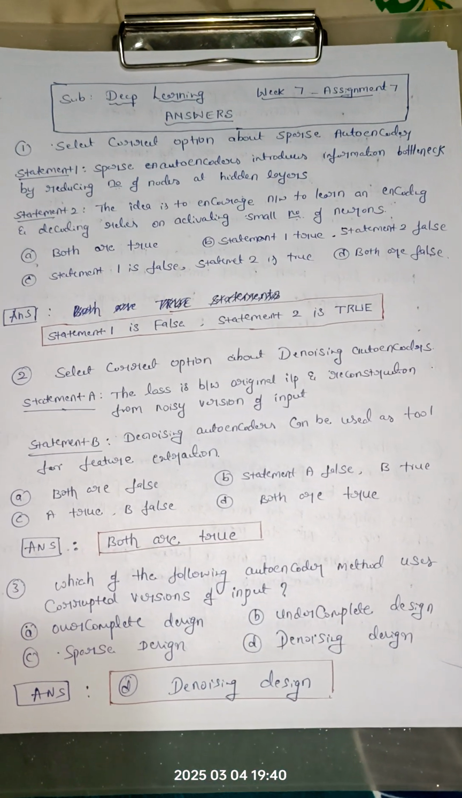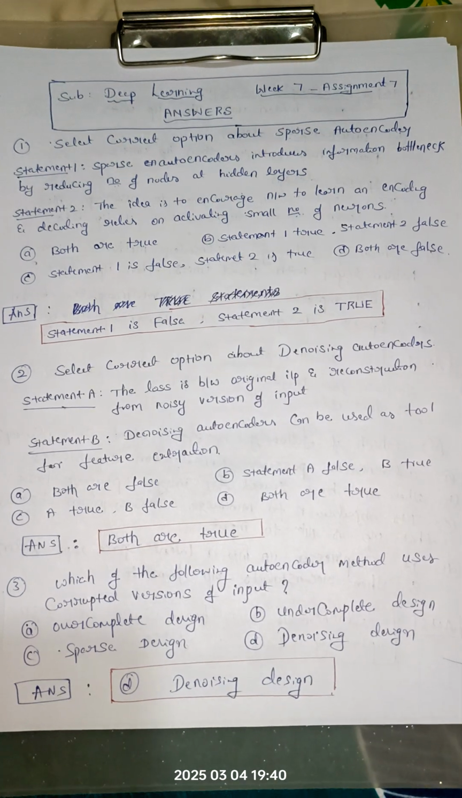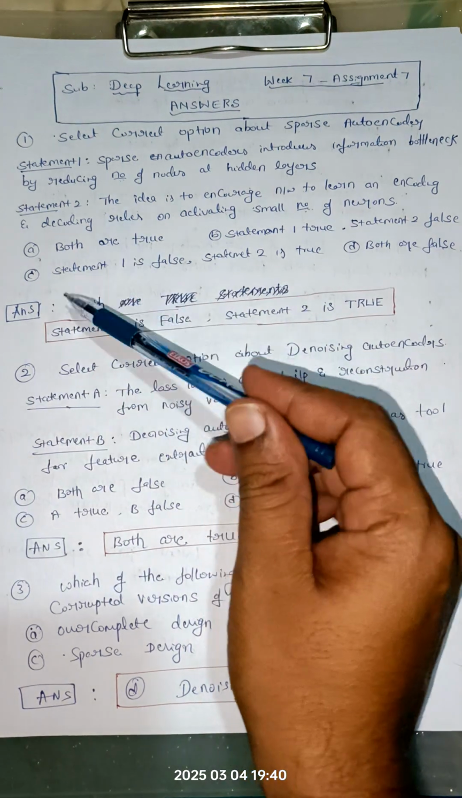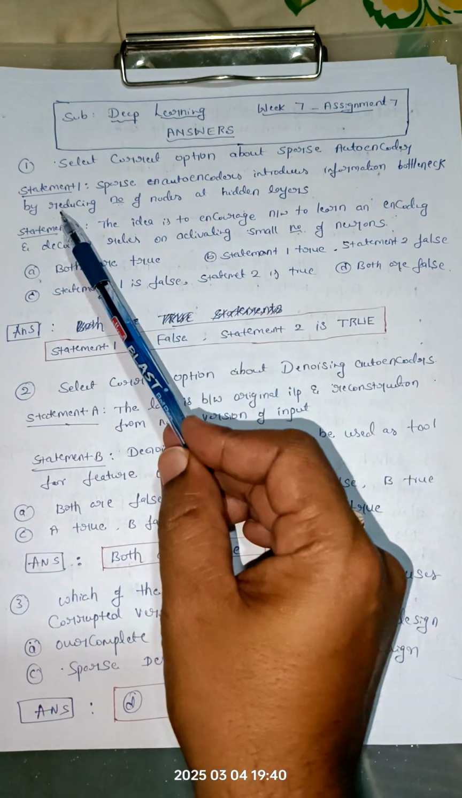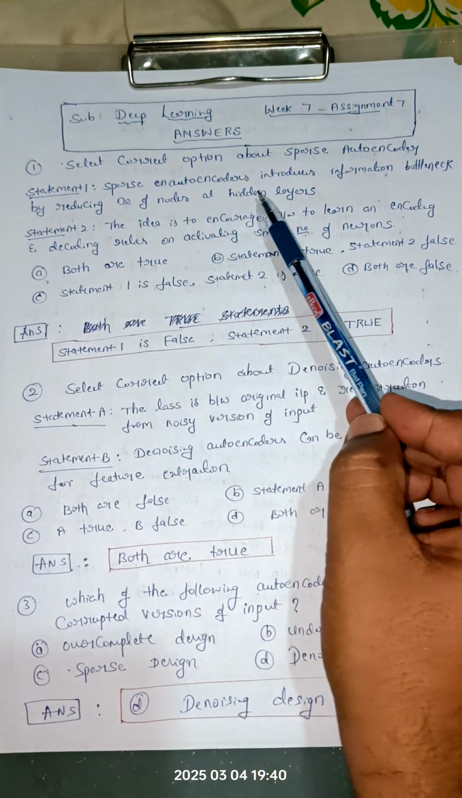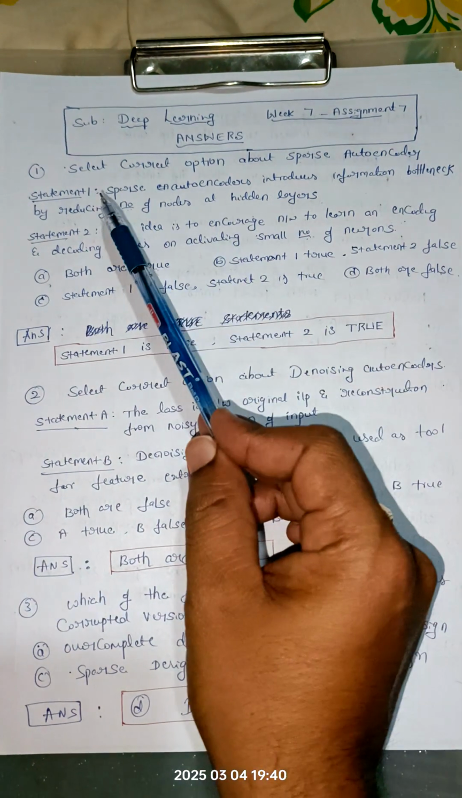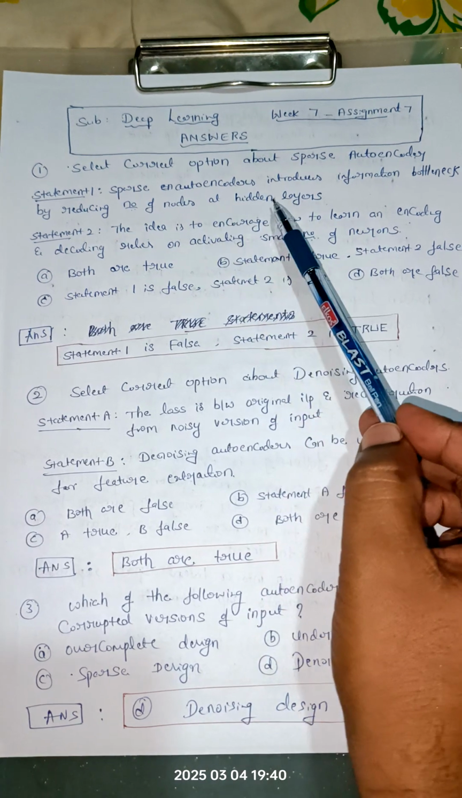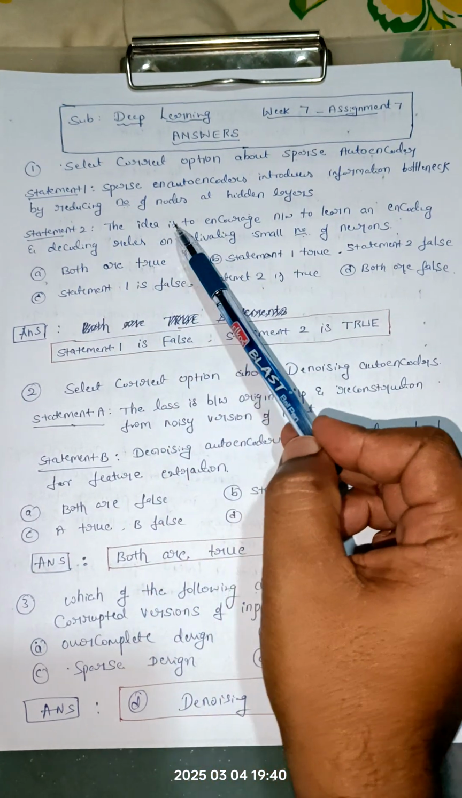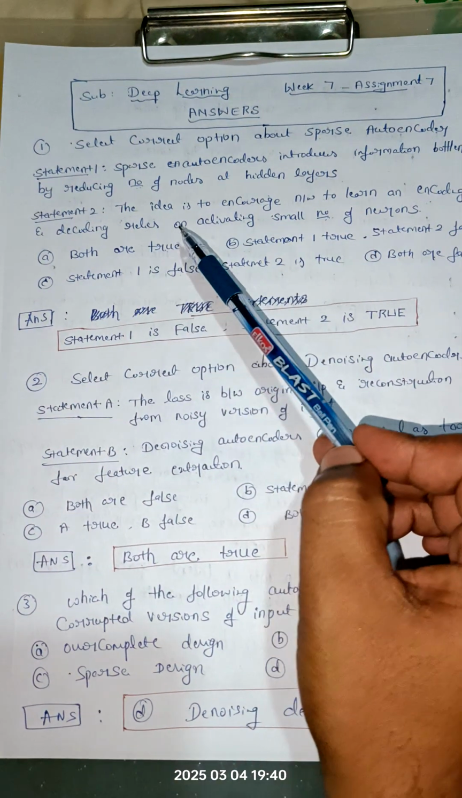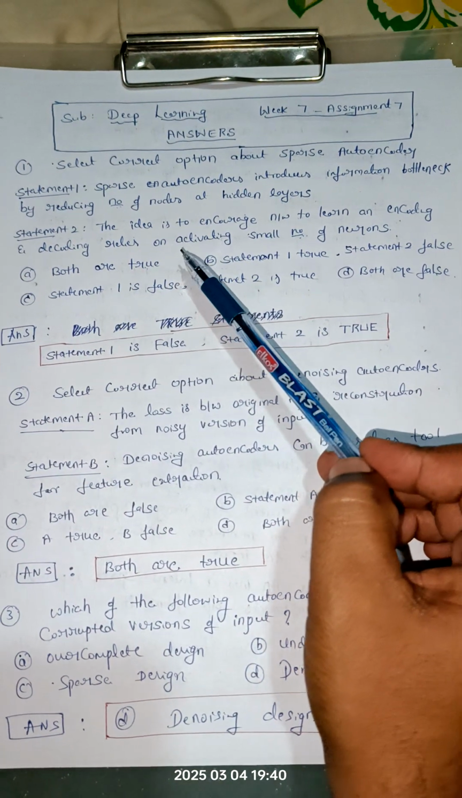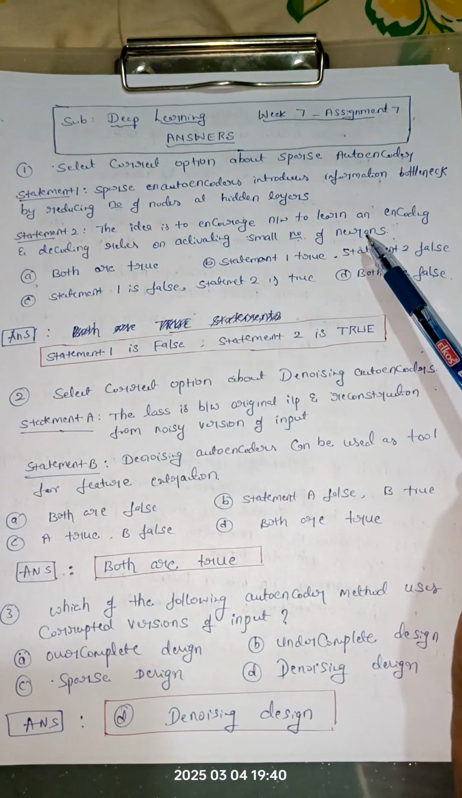So, in this video, we are going to see the Deep Learning Week 7 Assignment 7 answers. First question, select the correct option about sparse autoencoder. Statement 1, sparse autoencoders introduce the information bottleneck by reducing the number of nodes at hidden layers. Statement 2, the idea is to encourage the network to learn the encoding and decoding relies on activating a small number of neurons.